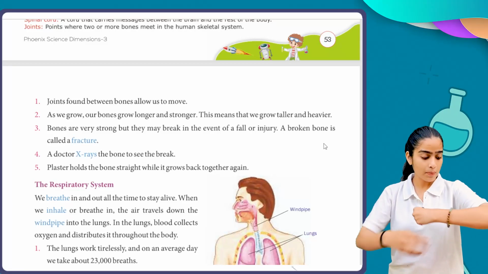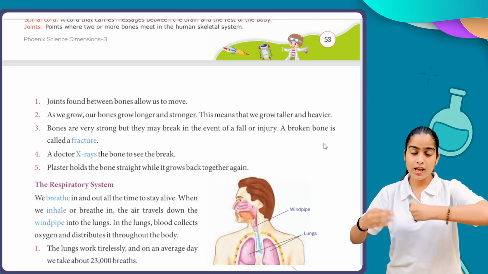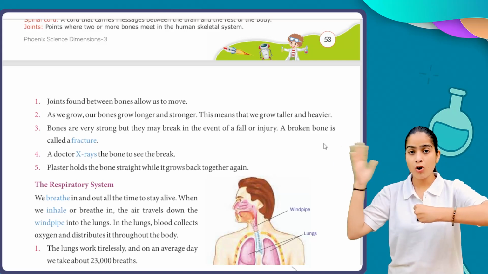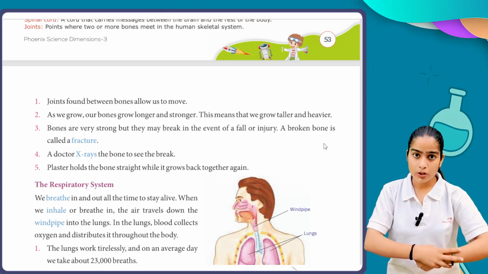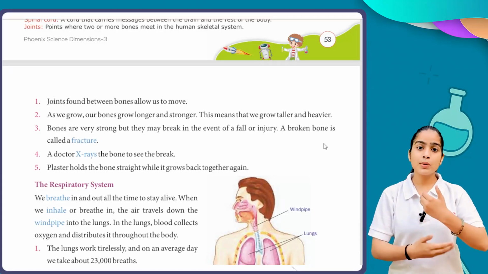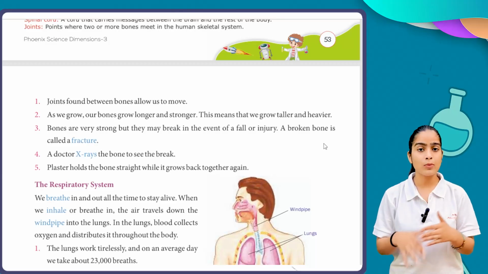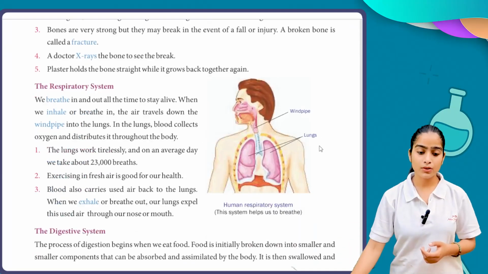So what happens is they provide a proper structure without any movement. When we have no movement for a long period of time, as we already know that our body has repairing qualities as well, it starts repairing itself, right, and it will help us to join our bone again.